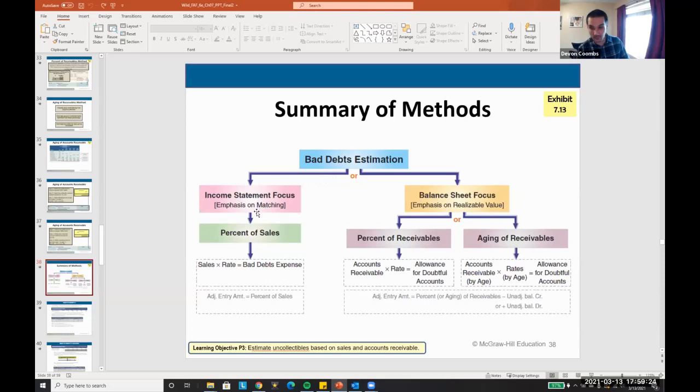You can do the income statement focus method, which is that percentage of sales, or balance sheet focus, which is an emphasis on what you can collect from your accounts receivable, which is your percent of receivables or your aging of receivables. This is the least accurate. This is the most accurate. This is the least difficult. This is the most difficult. I'd recommend if you're advising a business, if they have no accounts receivable or little, you could do the direct write-off method as long as it's immaterial. If they're very accounts receivable focused, you do an aging receivable, so you get a more accurate depiction, right? So you kind of use it as a sliding scale.